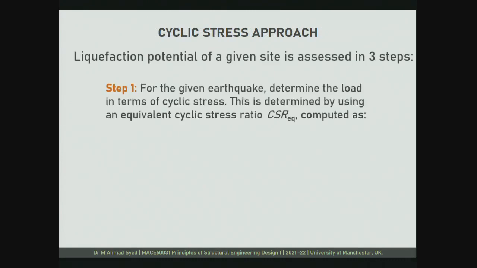Now, how do we estimate the liquefaction potential of a given site? It is very simple. It can be done in 3 simple steps. The first one is we calculate the equivalent cyclic stress ratio induced by the earthquake, okay? That ratio is tau cyclic over effective vertical stress. Tau cyclic is 65% of tau max, and the effective vertical stress is at our point of interest, at the location of interest. Okay, so that is step 1. This is the load, this is the orange line if you want to refer to that graph.